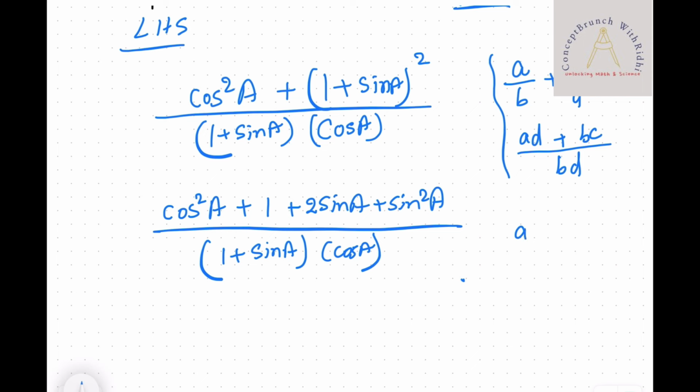How I expanded? I applied this (A plus B) whole square. So what will be? A square plus B square plus 2AB. I applied this over here. Okay. Now next step, what we can write?